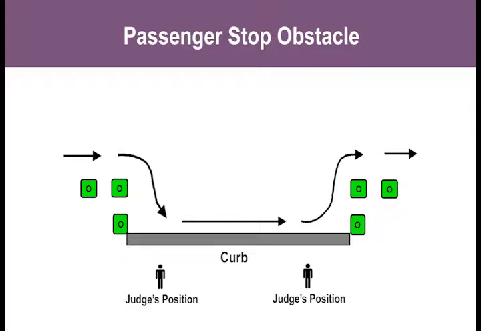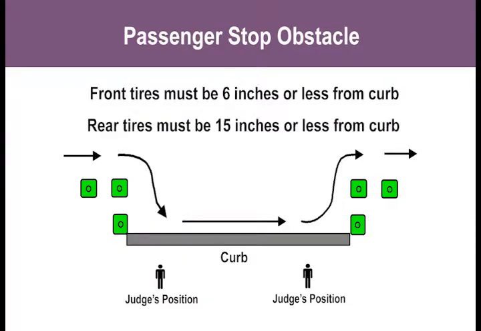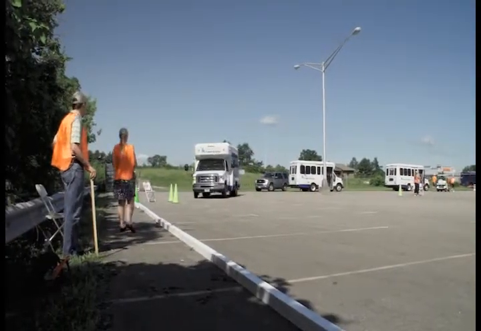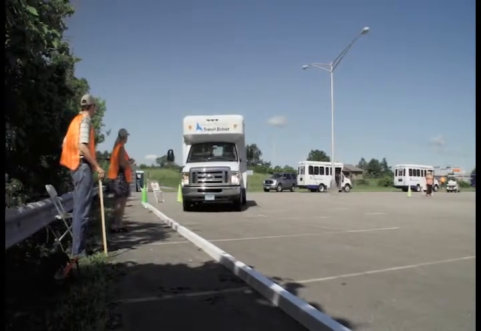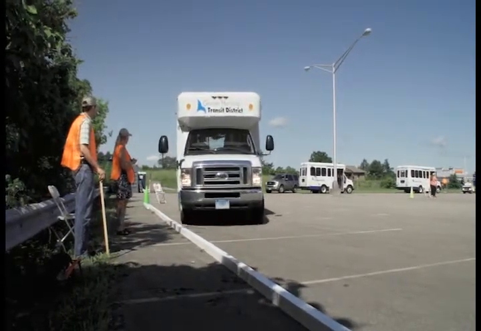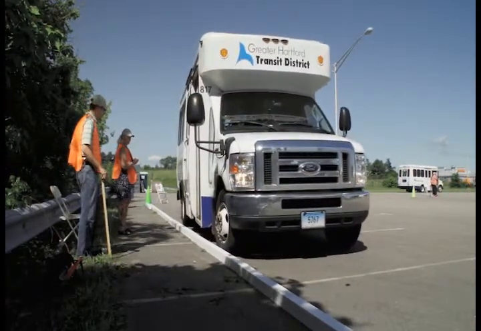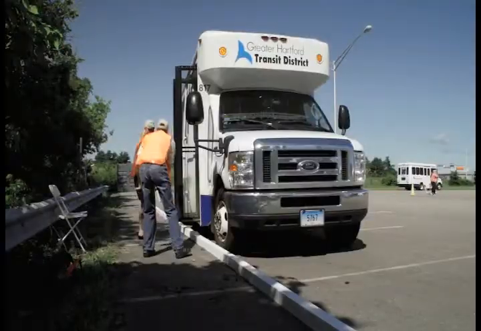In order to stop properly, the front tires of the vehicle must be 6 inches or less from the curb, and the rear tires must be 15 inches or less from the curb. Once the contestant comes to a complete stop, he or she must open the door. The judges are situated at the front right side and the rear right side of the stop. Once the contestant comes to a complete stop and opens the door, the main judge measures the distance from the curb to the center of the front and rear tires.